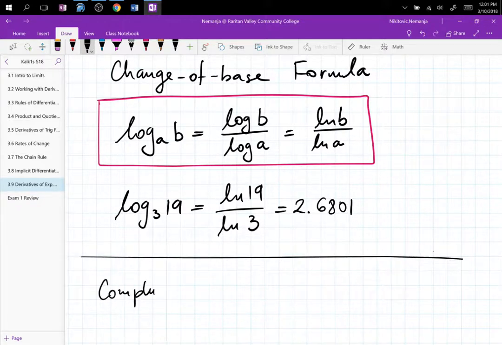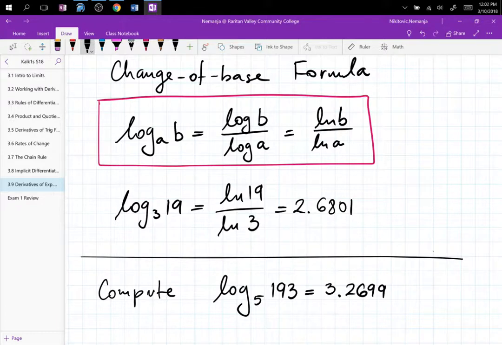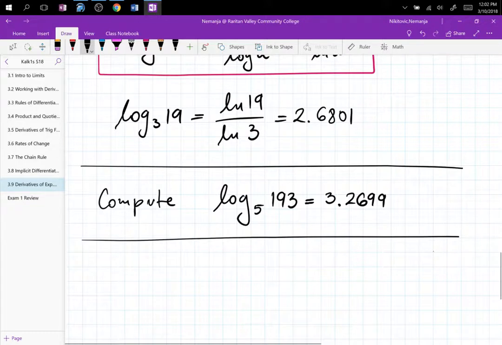Compute log base 5 of 193. It's just a quick exercise for you. What do you get? So rounded properly to 4 decimals, 3.2699. And that's the computation part for logs.